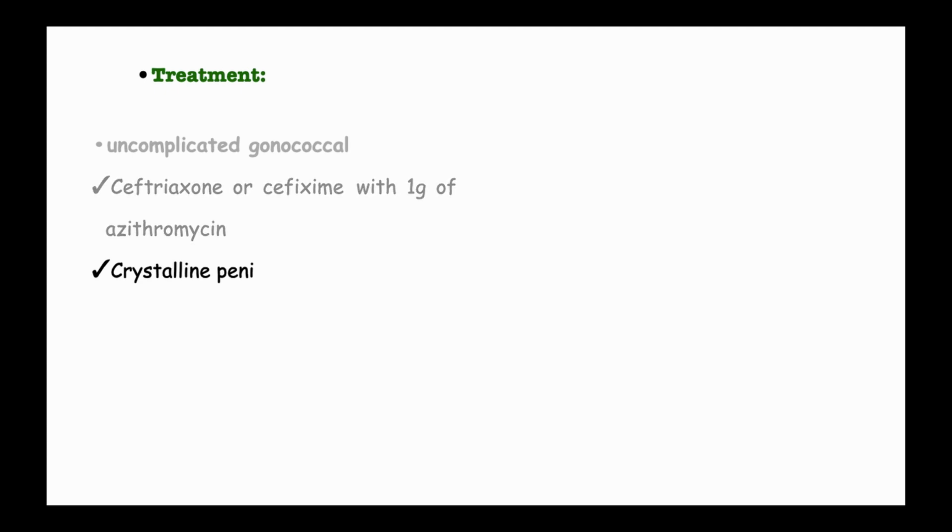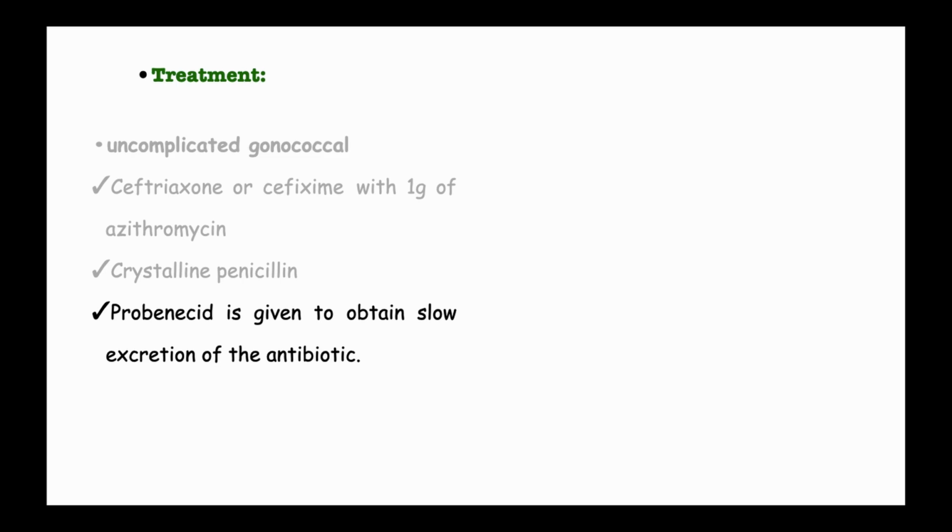We can also use crystalline penicillin for these patients, and usually when we give this crystalline penicillin, we give it alongside lidocaine for intramuscular injection, and we add this uricosuric agent known as probenecid. This probenecid is given alongside this crystalline penicillin to help us slow the excretion of the antibiotic.